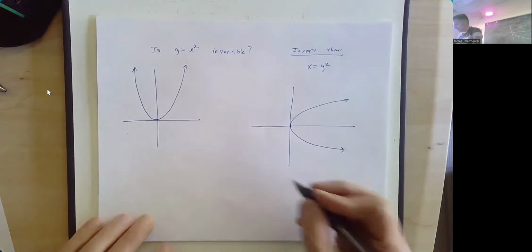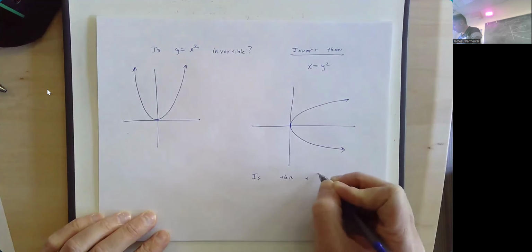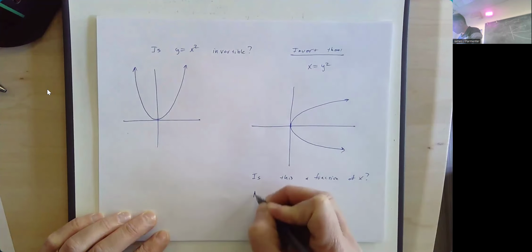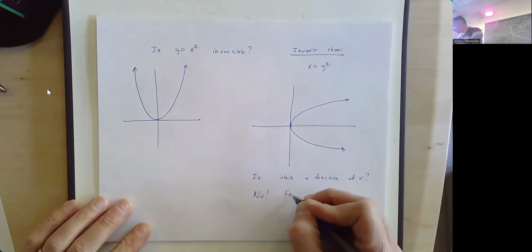And the answer is a resounding no. Why not? What's one good reason? What does it fail to do? Right. Fails the vertical line test.